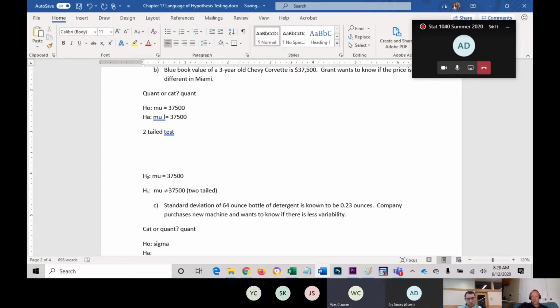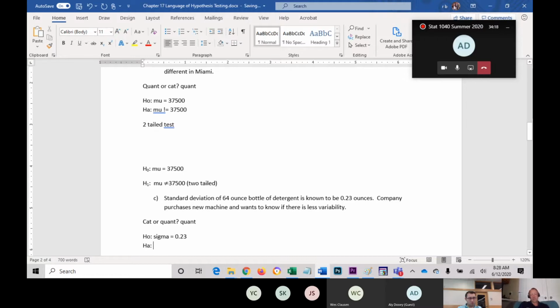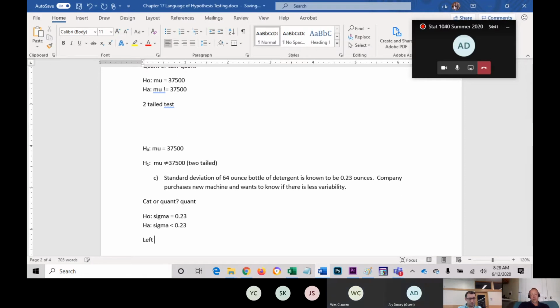0.23. Forgot my equal sign. And your alternative? If it's less than. So whatever you pick the first time, you get to pick it again. So sigma is less than 0.23. So is this a one or a two-tailed test? It's a 1. One-tailed, and it's going to be a left-tailed because we've got a less than, correct?